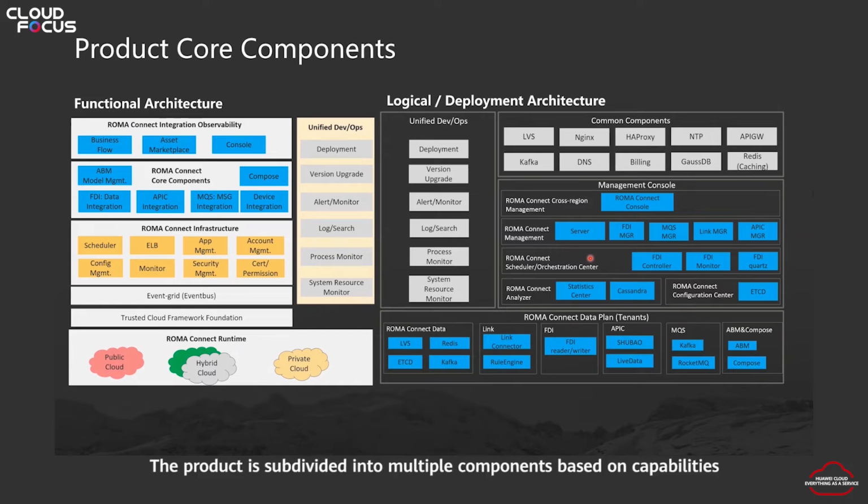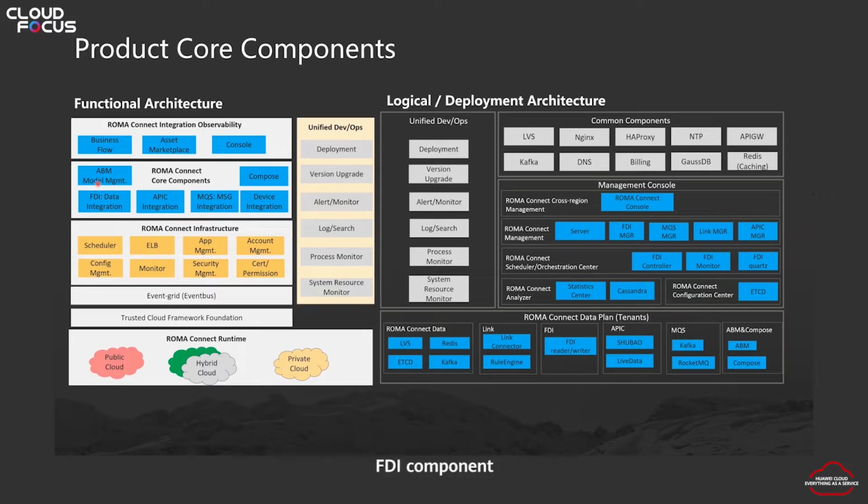The product is divided into multiple components based on the capabilities, such as the data, message, and the service. Each component runs independently or runs together in more complex use cases. ROMA Connect is based on the following core components. API-C component. It manages the integration of both traditional enterprise apps and modern API-level applications via API gateways and other components in the ROMA Connect. FDI component. FDI components addresses database and data warehouse integration.